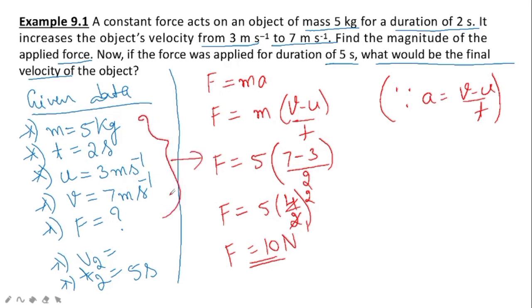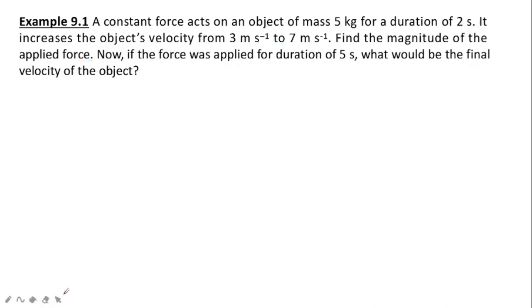Now we have one more part: what is the final velocity when the time is increased to 5 seconds, that is from 2 seconds to 5 seconds? Now we will try to solve this. For that, we will use the same formula, F equal to m into (v minus u) by t. In place of acceleration, I directly used (v minus u) by t.